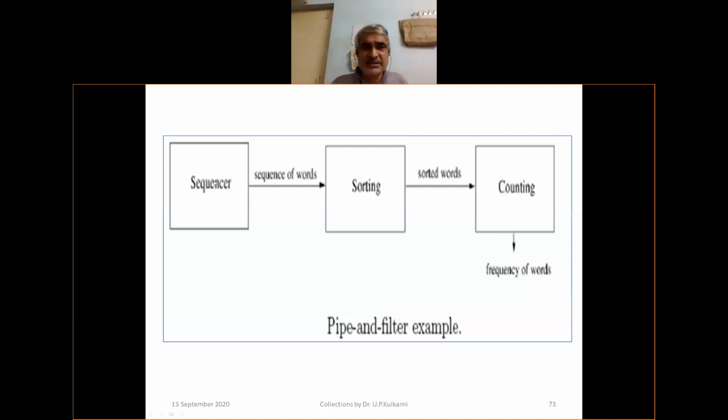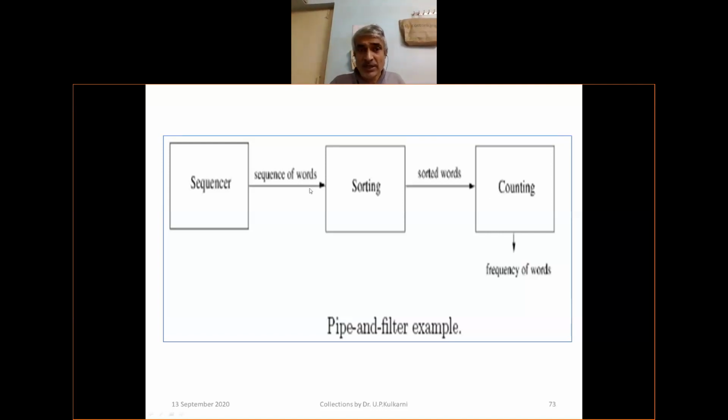Sequencer is one component. Whatever it collects, it pushes that data. There are two models. One is a push model, the other one is a pull model. Whenever the sequencer develops something, it simply pushes the output to the next component. Got it? Sequence of words, it will simply push that one. This is a push model.